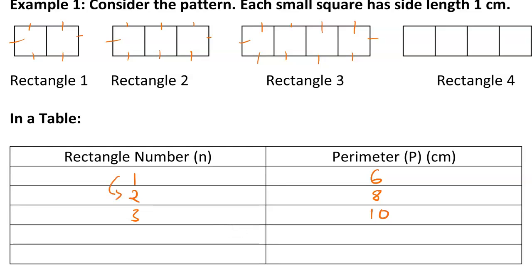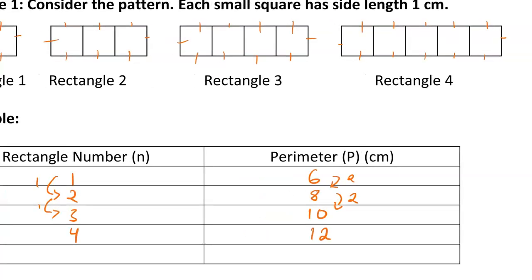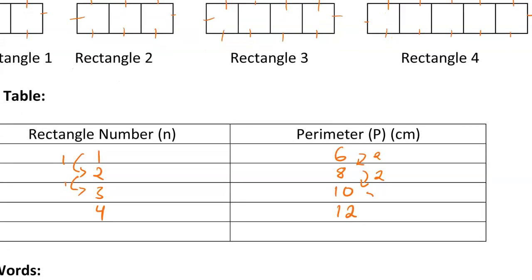Our rate of change for the rectangle number is 1. Our rate of change for the perimeter is 2. It's increasing by 2 every time. So we would figure that for rectangle 4, we're going to have a perimeter of 12. Well, let's see if that's true. 1, 2, 3, 4, 5, 6, 7, 8, 9, 10, 11, 12. So yes, our rate of change stayed consistent here, and from here to here, we had a change of 2.